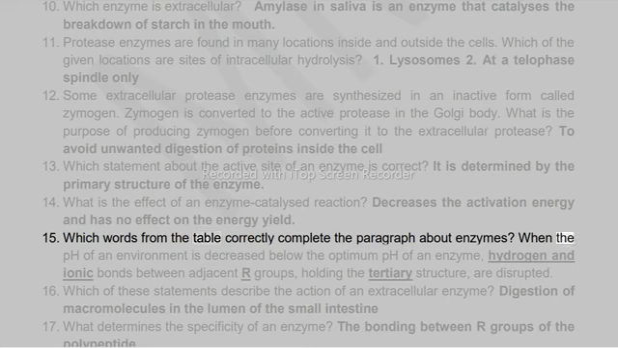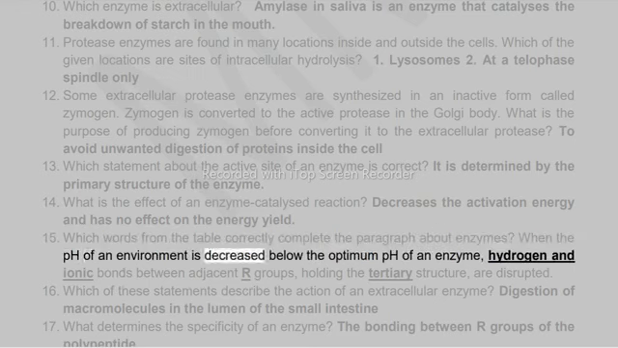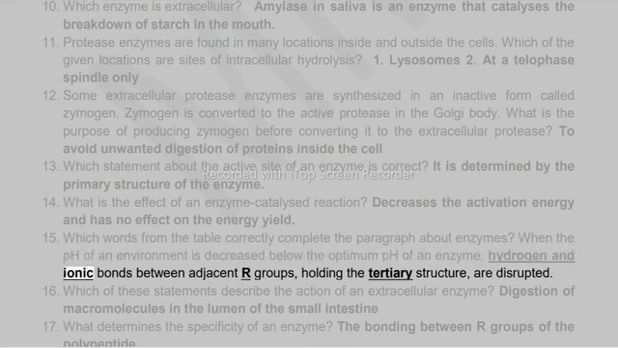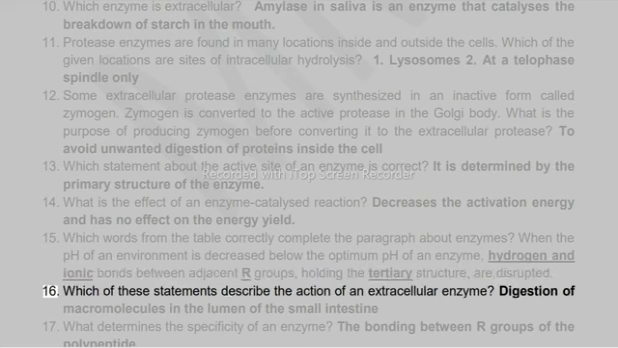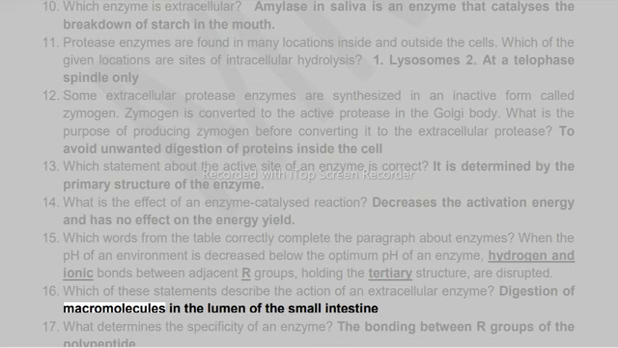When the pH of an environment is decreased below the optimum pH of an enzyme, hydrogen and ionic bonds between adjacent R groups, holding the tertiary structure, are disrupted. 16. Which of these statements describe the action of an extracellular enzyme? Digestion of macromolecules in the lumen of the small intestine.